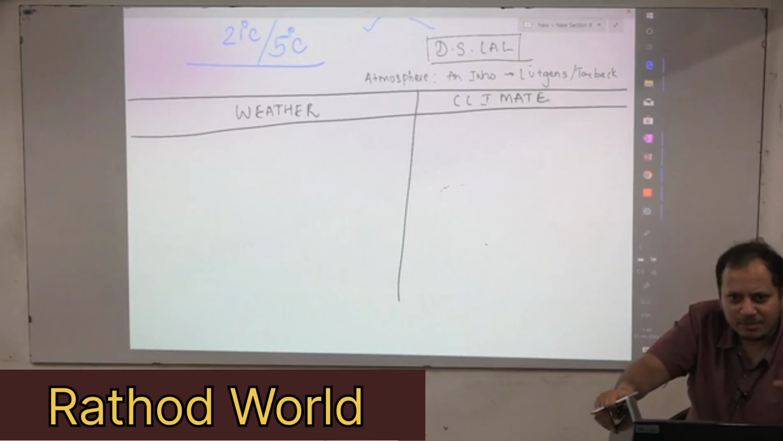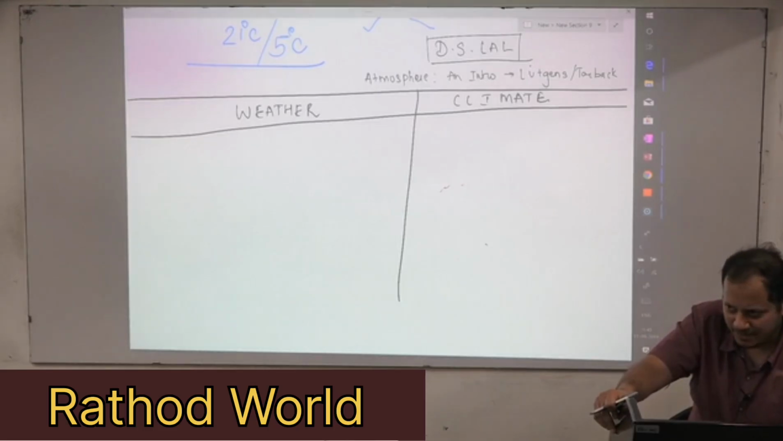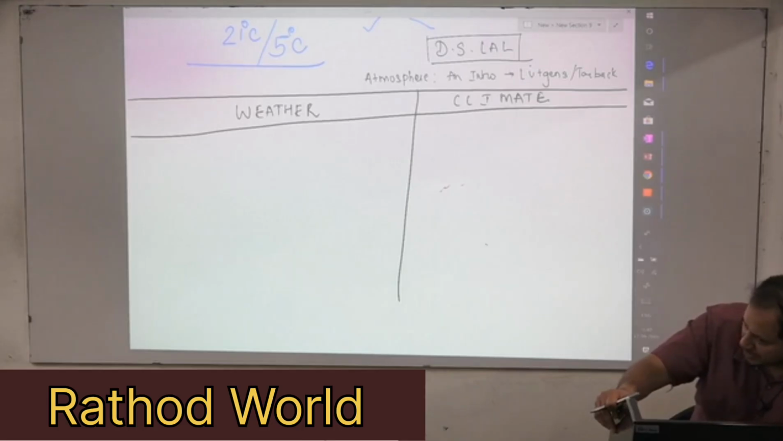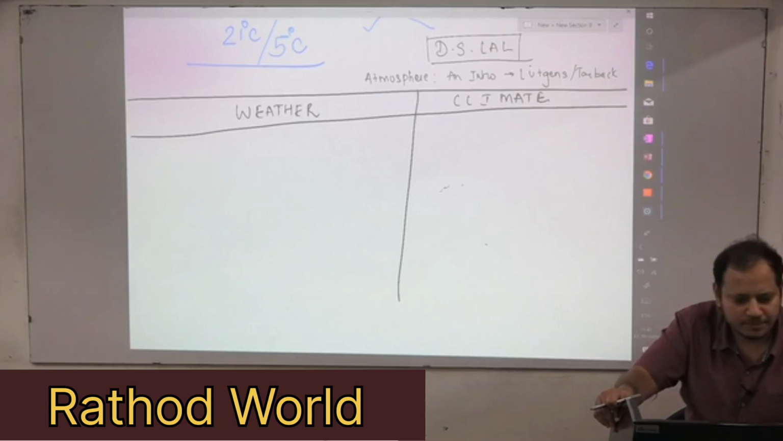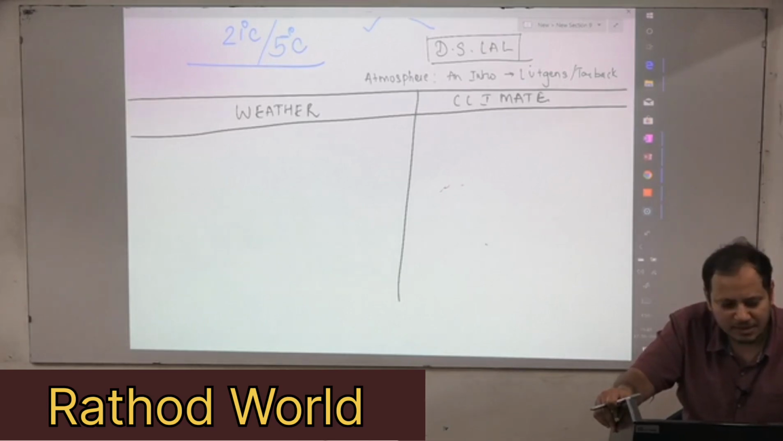If you want to buy, buy an extra book, Rupa Made Simple, rather than buying DS Lal or the geomorphology by Savindra Singh. Rupa Made Simple, both physical and economic, both. They are very old. The data is not, the concepts are the same, data has changed. Concepts are the same. Only in the economic geography. Why am I saying Rupa Made Simple?